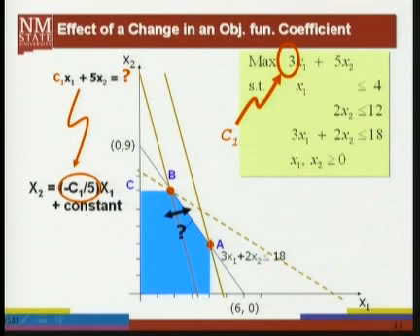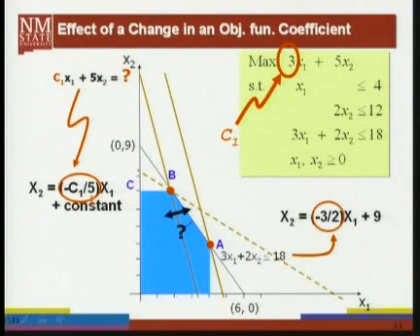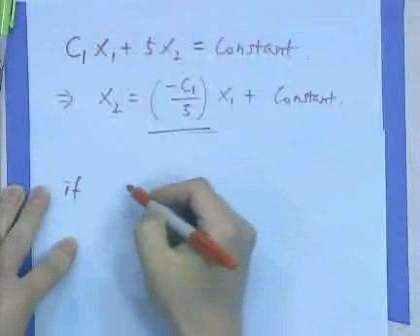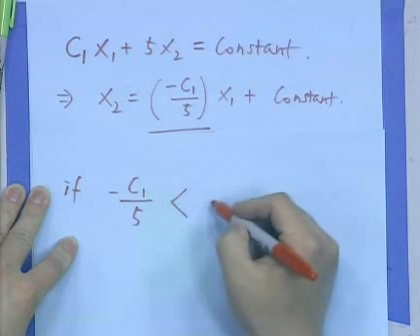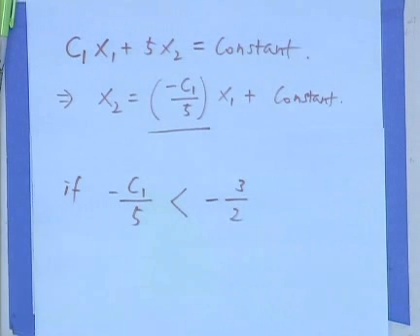And if the profit for each door is C1, the slope of each iso value line will be negative C1 over 5, right? Because the slope of plant number 3 constraint is negative 3 over 2, the iso value line will be steeper than plant number 3 constraint if negative C1 over 5 is less than negative 3 over 2. Is that correct?